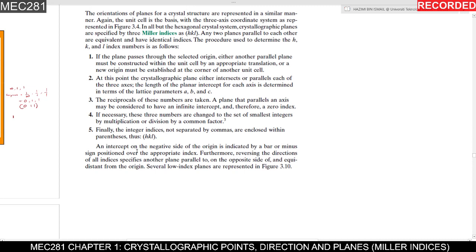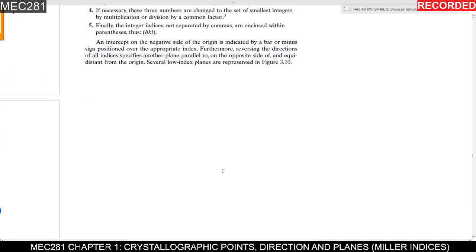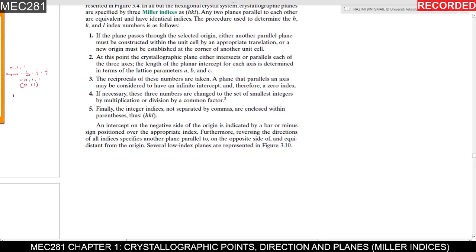Okay, an intercept on the negative side of the origin is indicated by a bar or minus sign positioned over the appropriate index. Furthermore, reversing the direction of all indices specifies another plane parallel to, on the opposite side of, and an equal distance from the origin. Several low index planes are represented in figure 3.1. Okay, we do not have that figure.